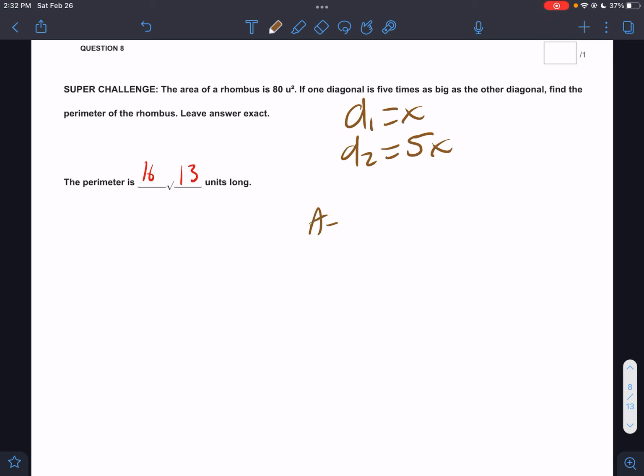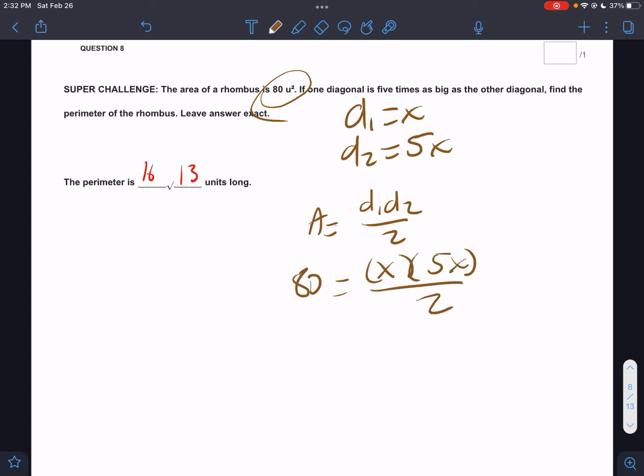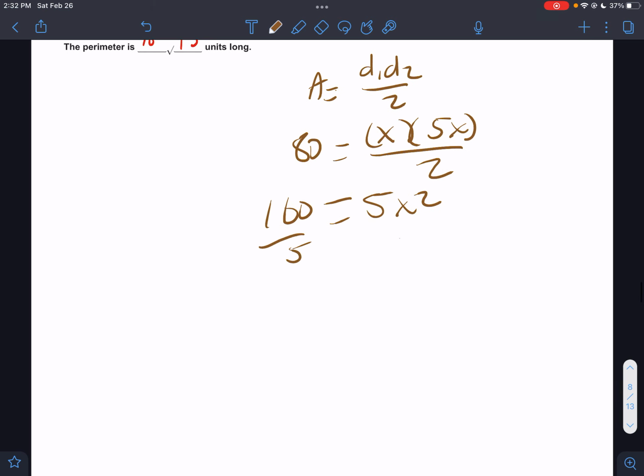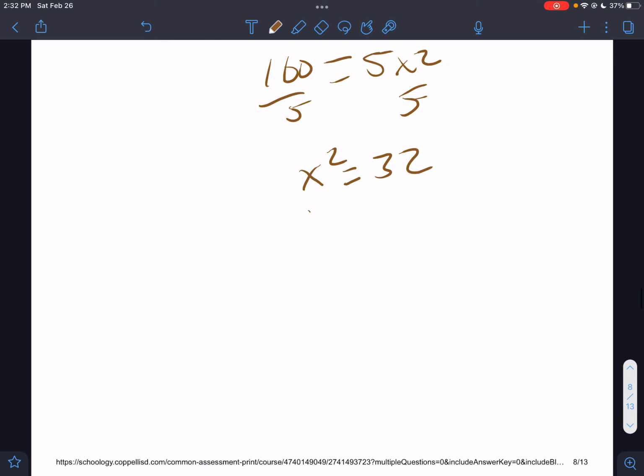So we know the area of a rhombus is d1 times d2 divided by 2. Plug in what we know. We know the area is 80. We know that x is d1. We know that 5x is d2, divided by 2. Multiply the 2 over, I get 160. 5x times x would be 5x squared. Divide by 5, and you would get x squared, and that would be 32. Take the square root, and you would have 4 root 2.